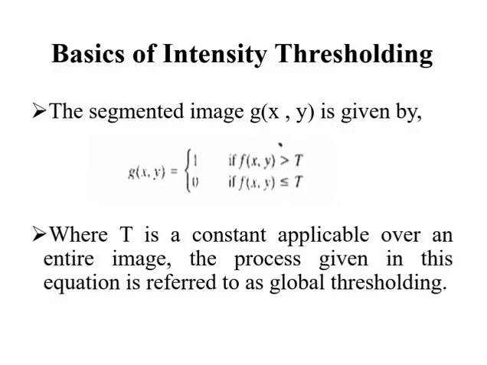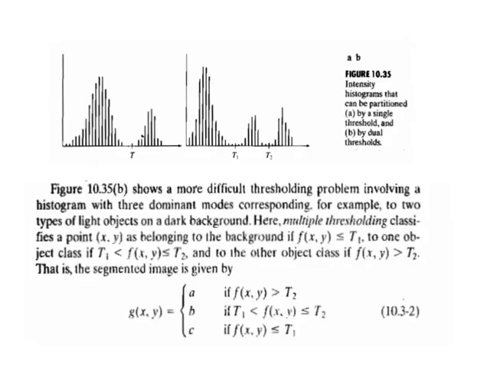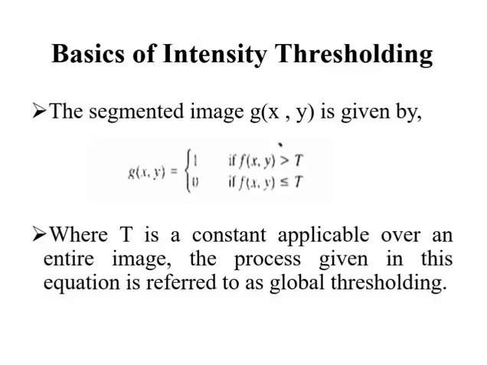Next one is the basics of intensity thresholding. Suppose that the intensity histogram of figure A corresponds to an image f(x,y) composed of a light object on a dark background, in such a way that the object and background pixels have intensity values grouped into two dominant modes. One obvious way to extract the object from the background is to select a threshold T that separates these modes. Then any point (x,y) in the image at which f(x,y) is greater than T is called an object point. Otherwise, it is called a background point.